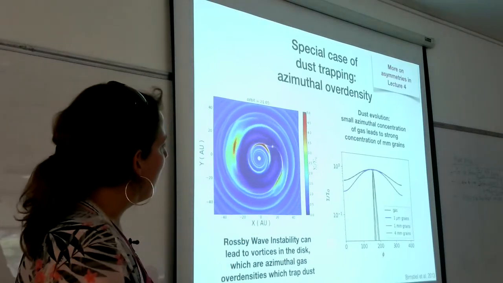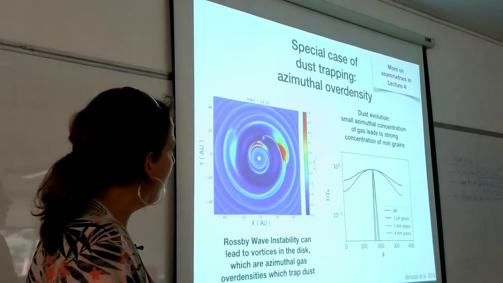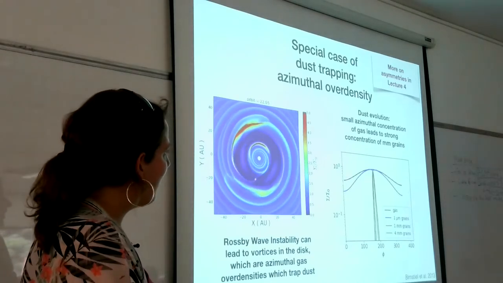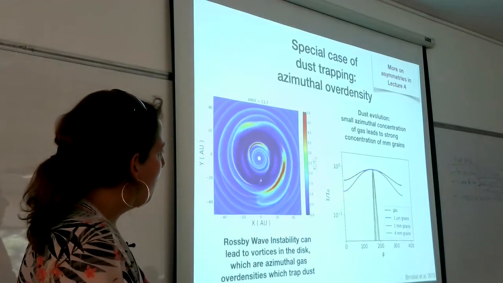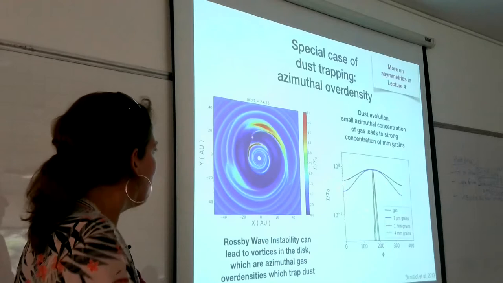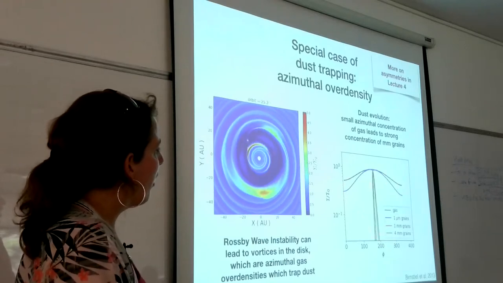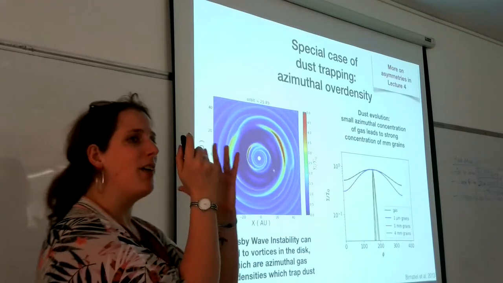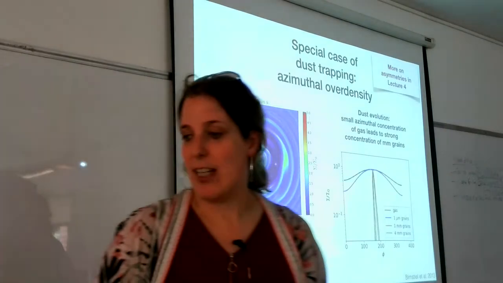And here you see the surface density as a function of azimuth, phi. If the gas has a small overdensity of a factor of 2, micron waves will be kind of similar in contrast, but as soon as you go to larger waves, you get a very, very intense concentration of waves. And that's where you can get dust asymmetries.